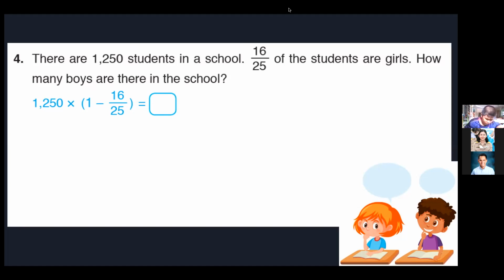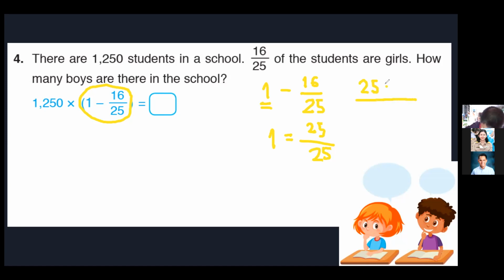Okay, so you might have difficulty doing this. Okay, you follow what I will write. So this one, you will solve this first. So 1 minus 16/25. Remember, this one is equal to, depending on this 25, you will have 25 over 25. So this one will become 25 over 25 minus 16 over 25. Or, so you will understand, it's like this.